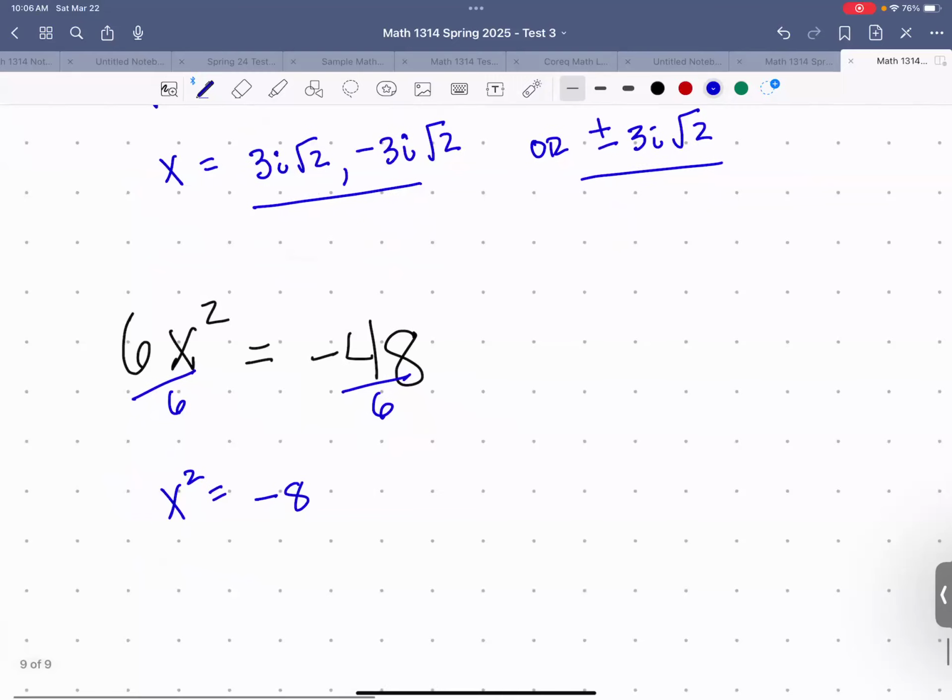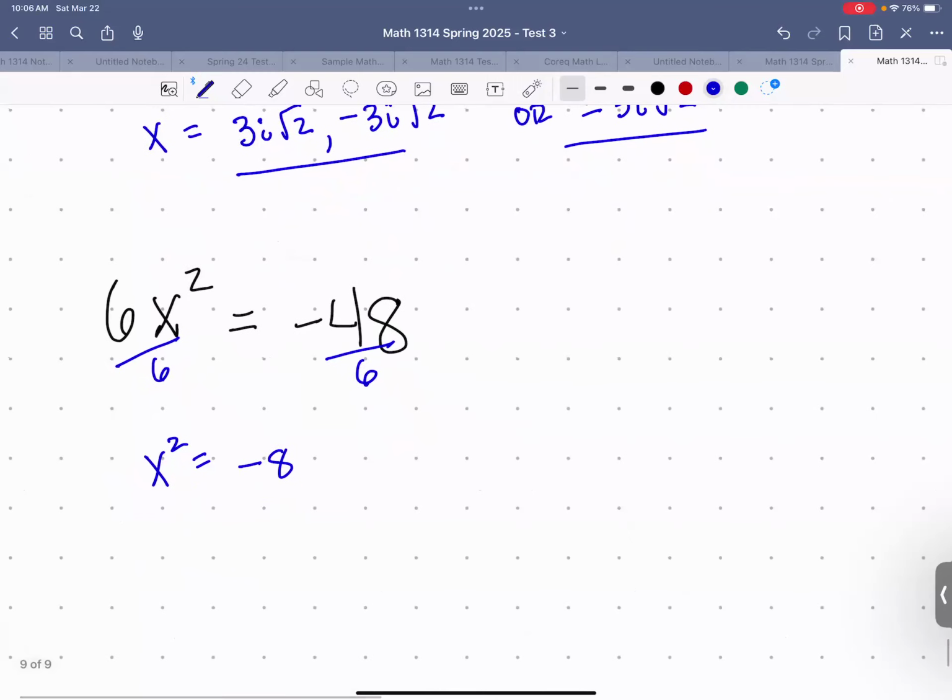So we have x squared is equal to negative 8. Now that we have our x squared completely alone, we will take the square root of both sides. That will turn into x is equal to the square root of negative 8, which we can rewrite as negative 1, positive 4, and 2.